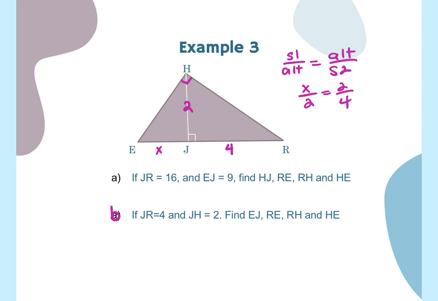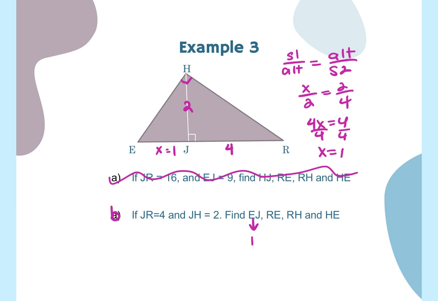So this time, there's not 2 x's. When I have the altitude, I'm just going to cross multiply. I get 4x equals 4. And then divide, and x is 1. So EJ is 1. Sorry, I wrote the wrong one at first.